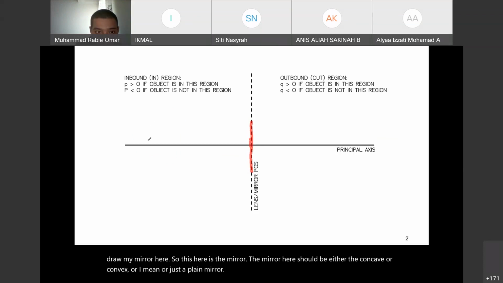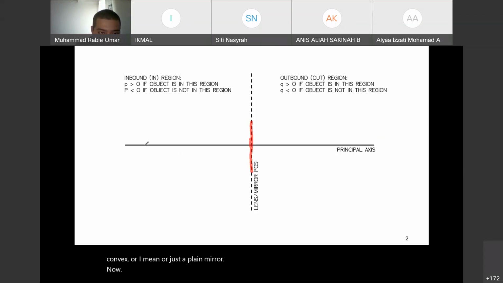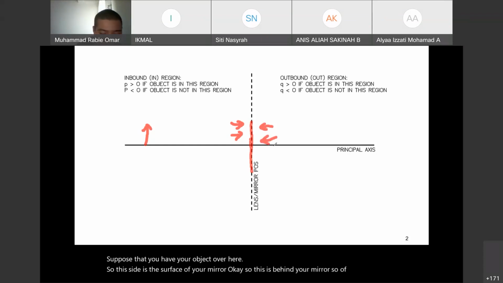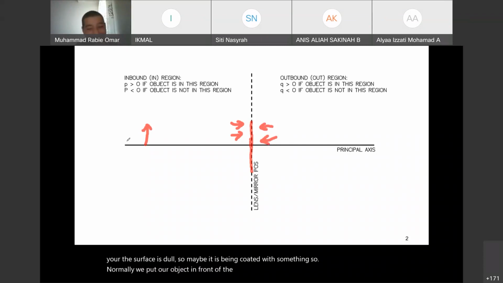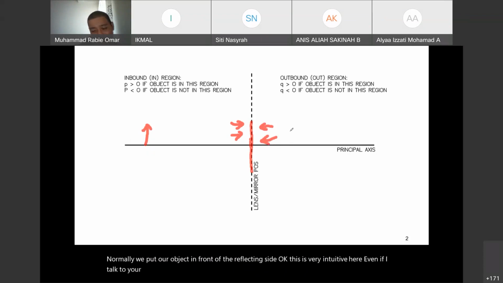Now, suppose that you have your object over here. This side is the surface of your mirror, so this is behind your mirror. Behind your mirror, the surface is dull, so maybe it is coated with something. Normally we put our object in front of the reflecting side. This is very intuitive. Even if I talk to your 5-year-old brother or sister, they will know this.